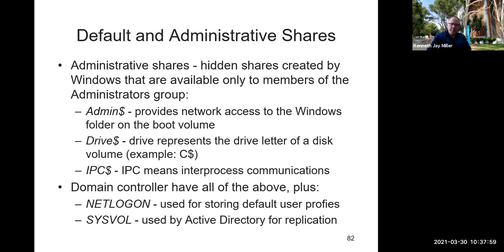Okay, there's a couple of default administrator shares. The admin $ provides network access to the Windows folder on the boot volume. And then the drive $ is created so that the admin always has access to every network share or every network drive. Then the IPC means the interprocess communication. So that's what our services use back and forth.